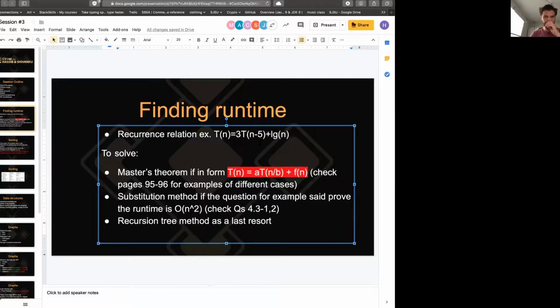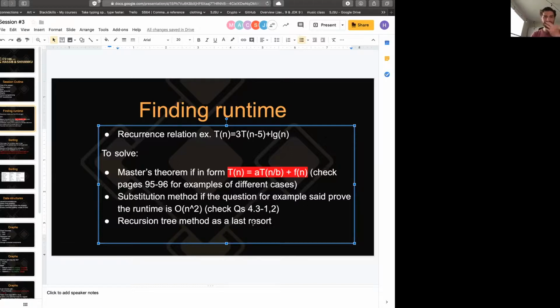Now, the way we want to study for this is pen and paper and just solve a couple of examples of these problems. As I said, check pages 95 and 96 for the master's theorem, and check questions 431 and 432 for the substitution method questions. And the chapter right after 4.3 will be the recursion tree. The thing is, with the book, they don't go into much detail explaining how it is done. So probably the lecture notes are the best option.